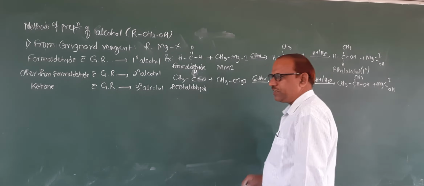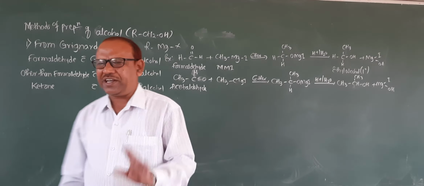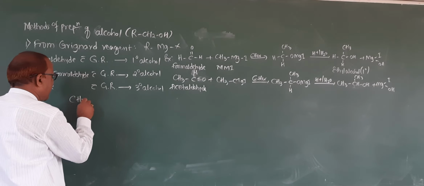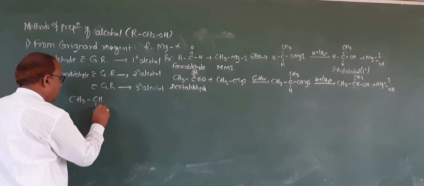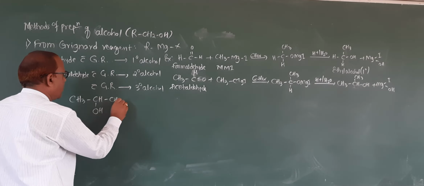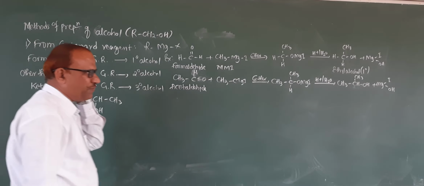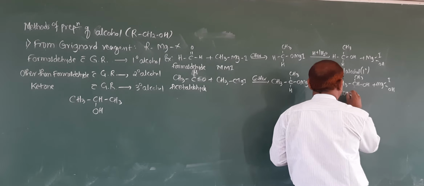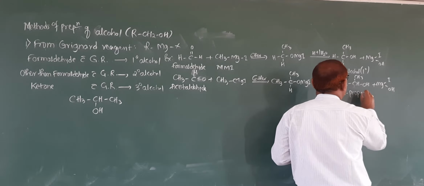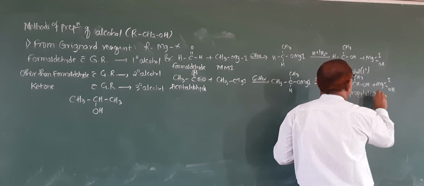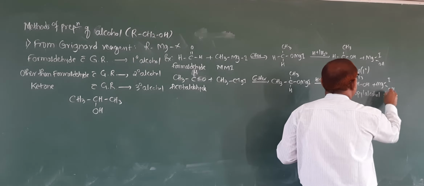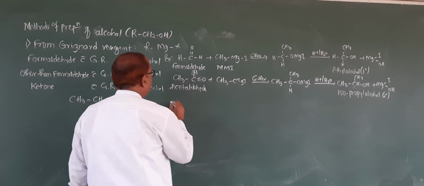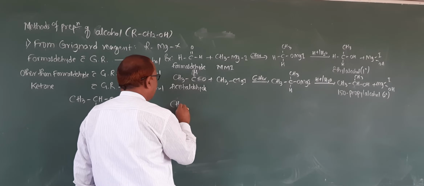Looking at this, you can give the name immediately. If you find it difficult, modify the formula like this: write CH3CHOH CH3. Giving the name becomes easy for you. Since it is a branched compound, therefore I must name it as isopropyl alcohol, because it is a secondary alcohol. Clear? And for the third type statement, I'll take acetone.